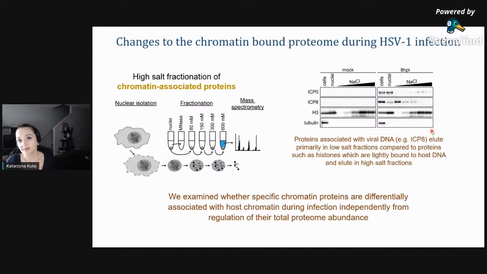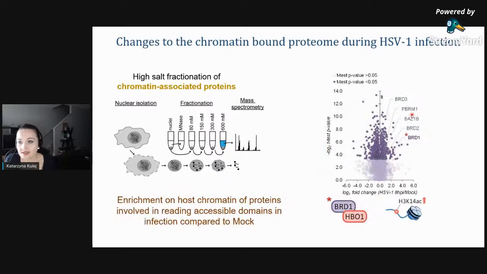And why as well? Because the viral chromatin is more open, more accessible, so it's also easier to wash off the protein complexes compared to the tight chromatin present in the host. And I'll just show you some of our preliminary results on that.